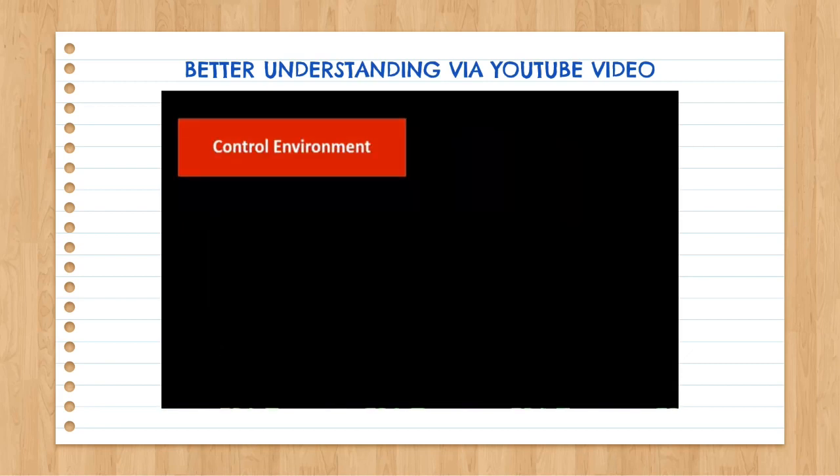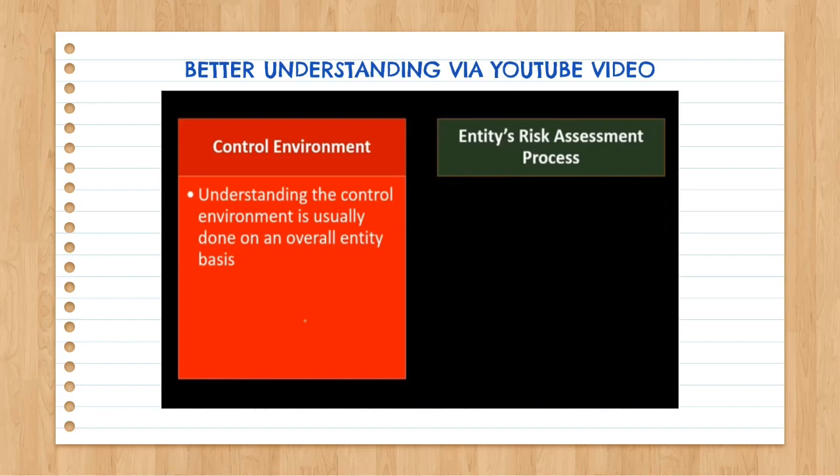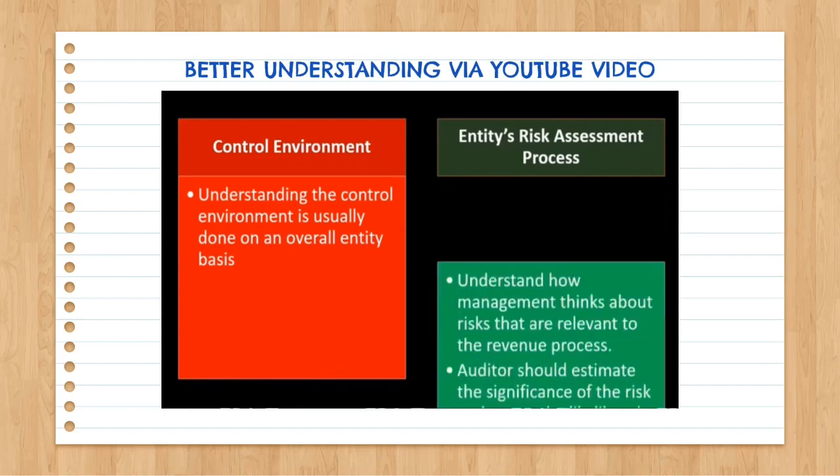So we'll need to get an understanding of the control environment. An understanding of the control environment is usually done on an overall entity basis. In other words, we're considering within the control environment the overall attitude towards internal controls within the entity. That's usually done from a top-down perspective. What's the attitude at the top with relation to the control environment that usually flows down through the entire organization?